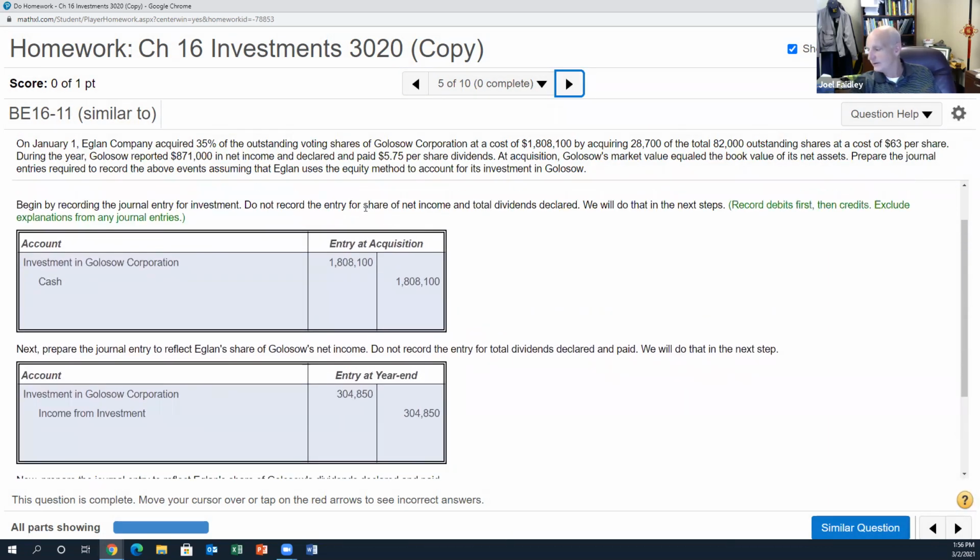Then number 5 is another stock equity investment exercise. What we're looking at there is the equity method, because in this particular case, it says they acquired 35% of the outstanding voting shares. So that's more than 20%. Remember, 20% is the threshold. At a cost of $1,808,100, current $28,782,000, that should be 35%, $63 per share.